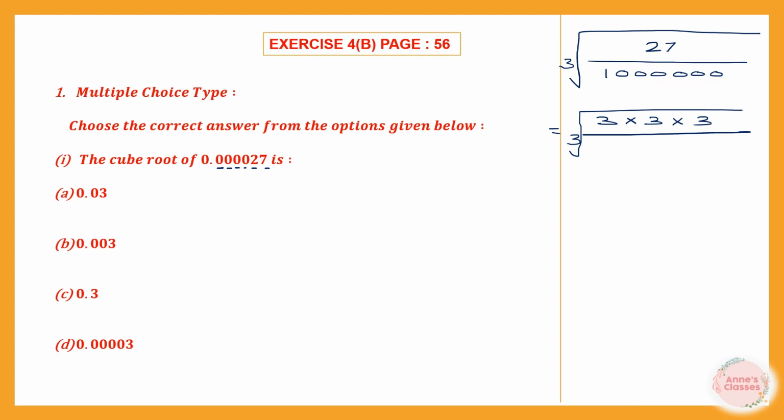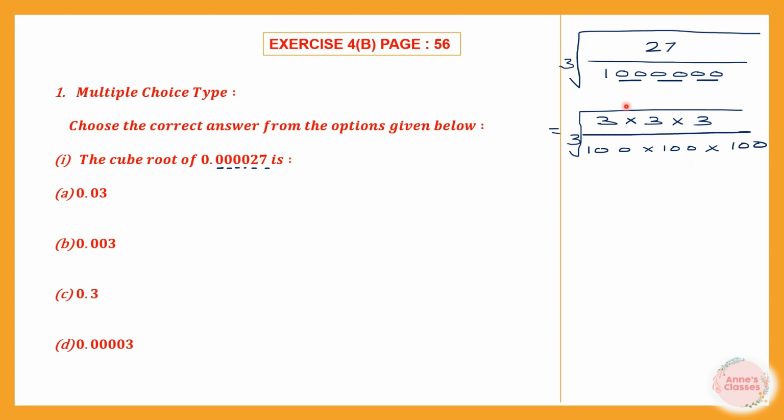Now let's pair them up. So here we have 2, 2 and 2. That means 10 lakh is 100 into 100 into 100. Okay, now here we've got 1, 2, 3, 4, 5, 6 zeros just like this. So we have put it this way, 100 into 100 into 100.